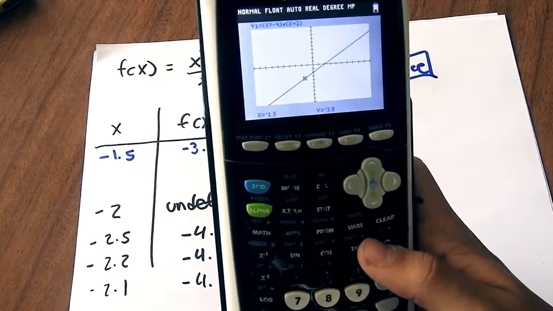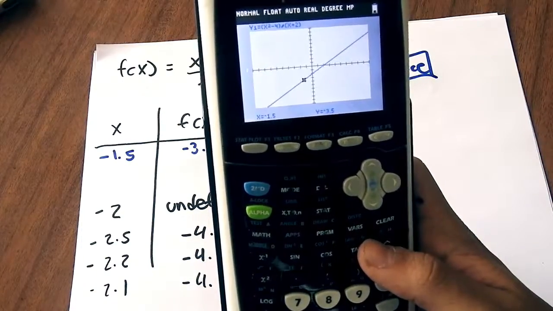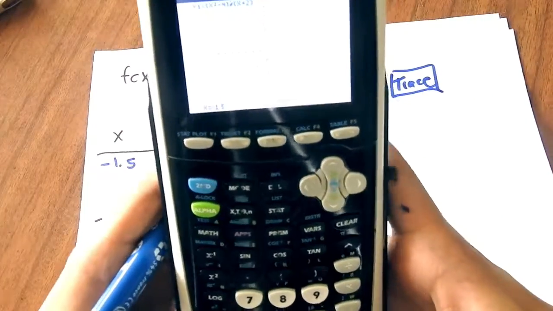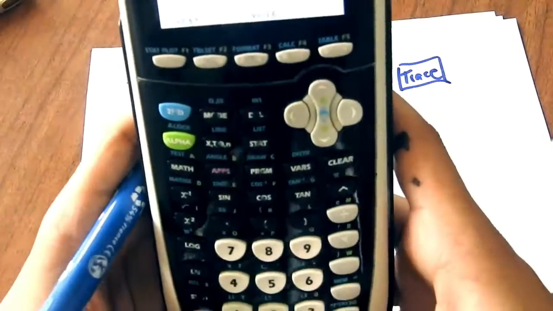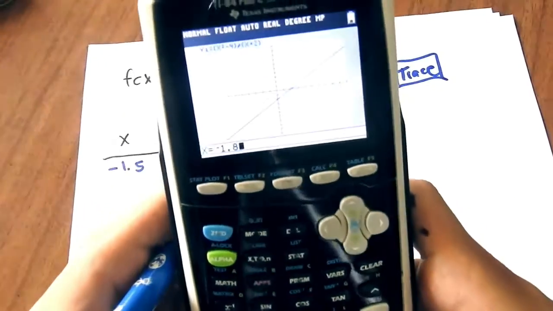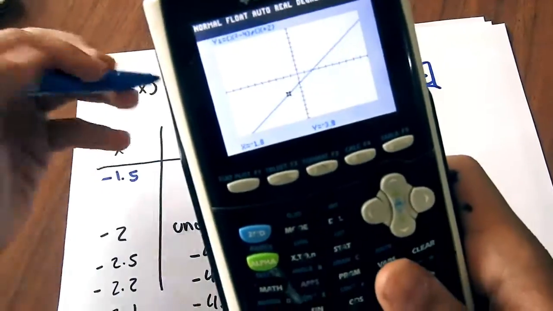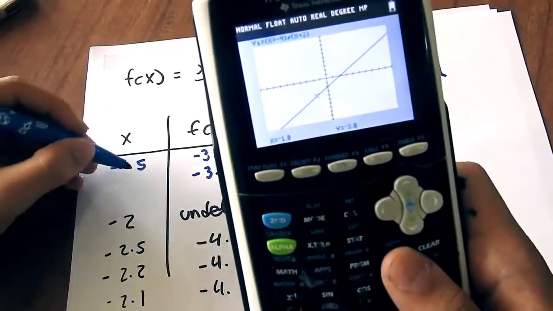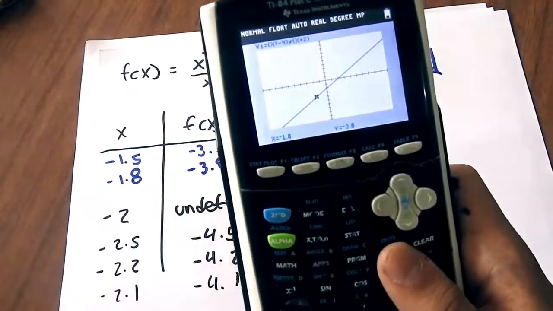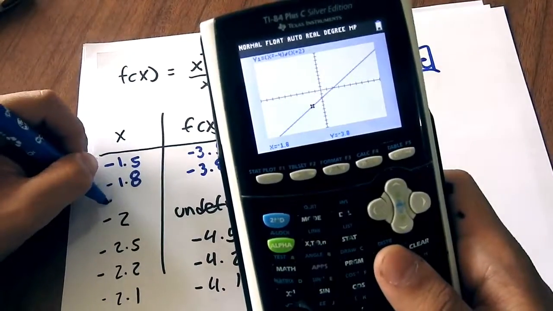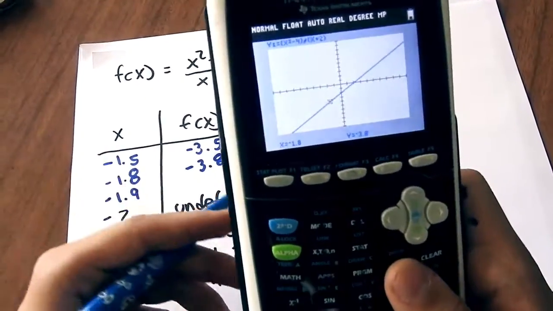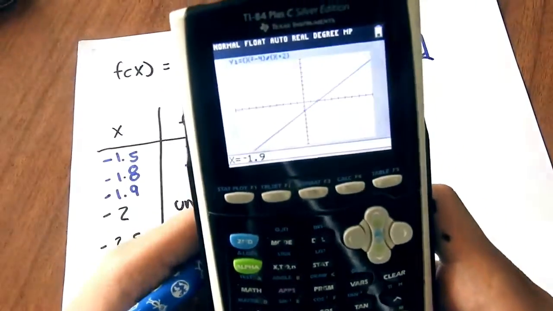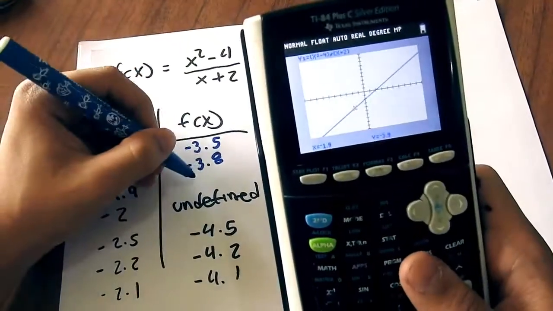Now let's try -1.8, one more closer to -2. I have -1.8. It's going to be -3.8. Now let's try -1.9. We're going to have -1.9, -3.9.